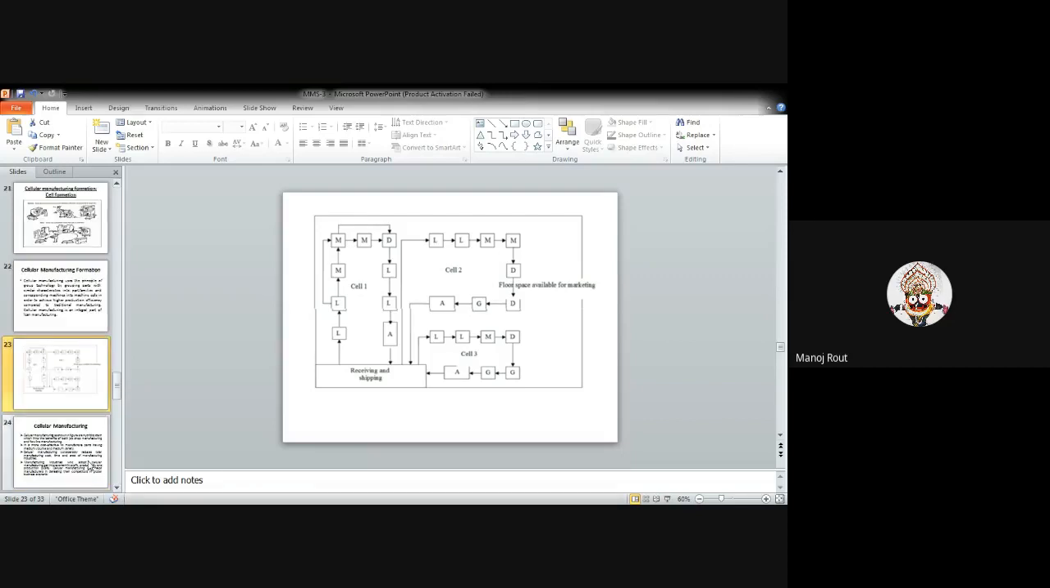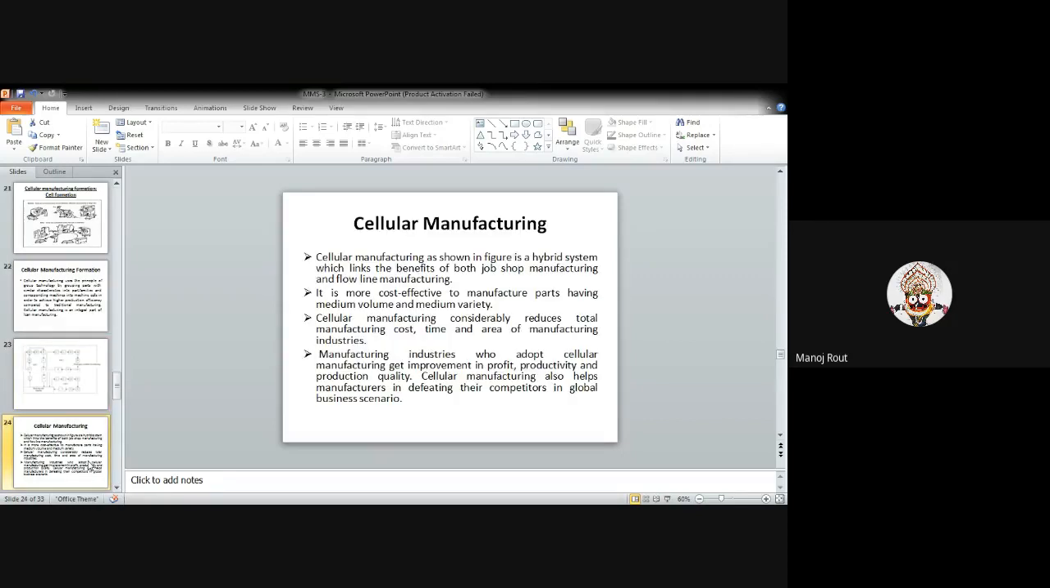The next is cellular manufacturing. In case of cellular manufacturing, as you saw in the figure, it is a hybrid system which links both job and flow line manufacturing. It is more cost effective to manufacture parts having medium volume and variety.